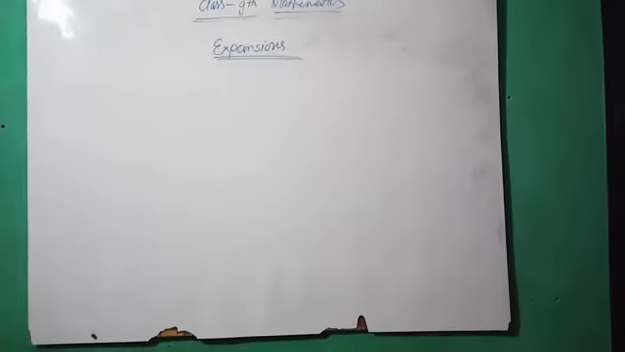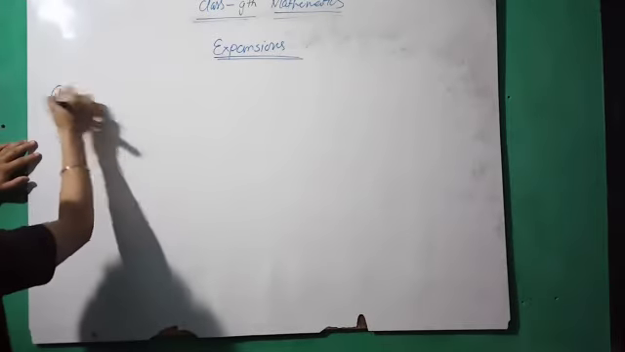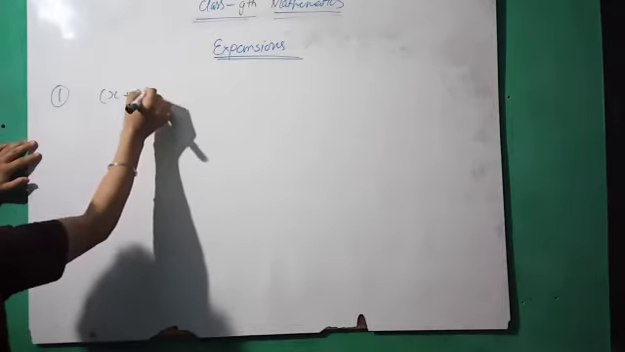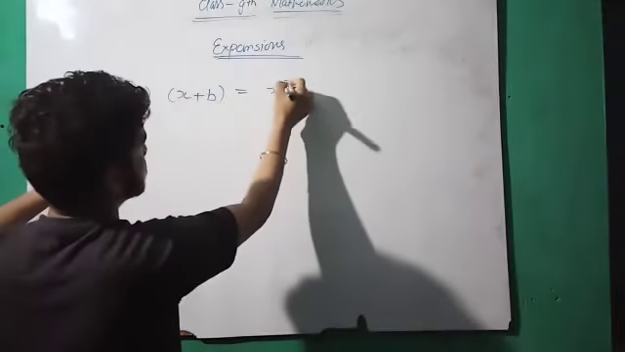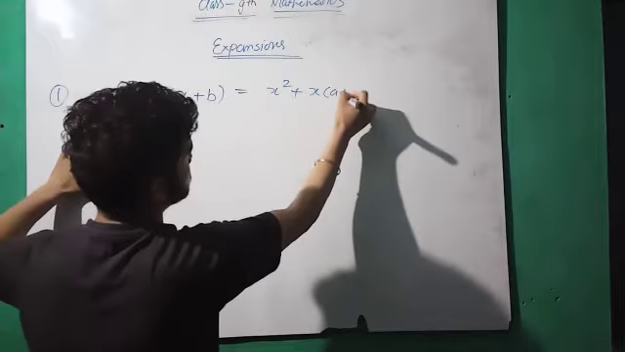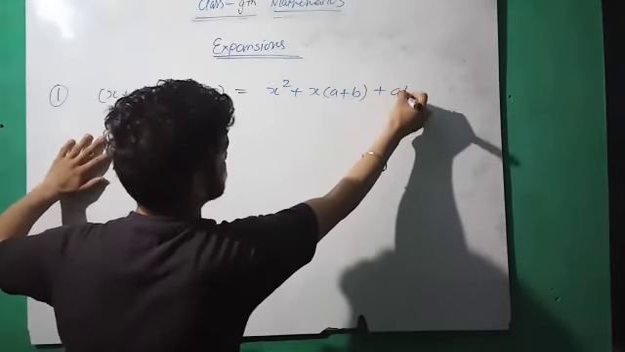Good evening, students. Today we will start the next new chapter of algebra, that is expansions. Okay, let's start with the formula for expansion. Whenever we have two terms in an expansion like x plus a or x plus b, we can write it as x square plus x(a plus b) plus ab.